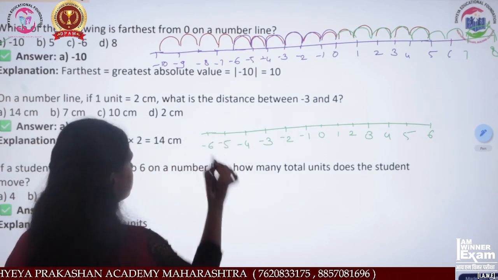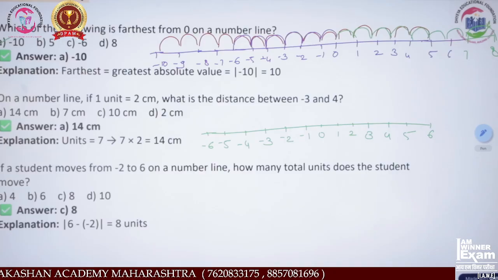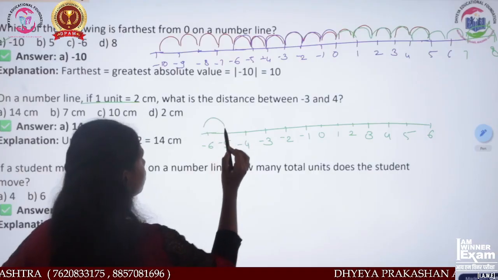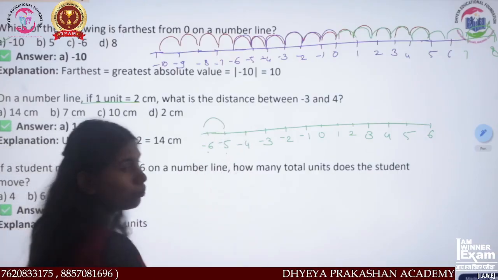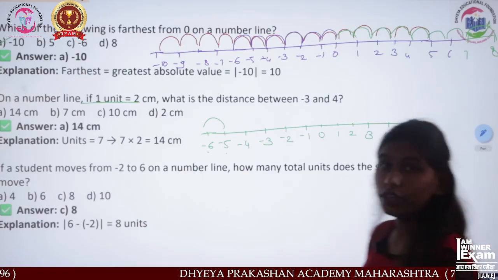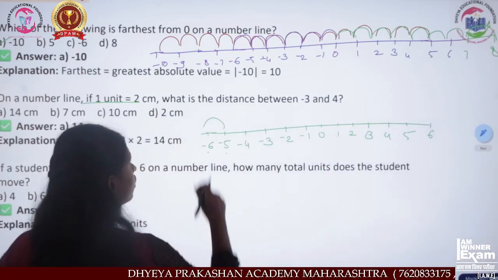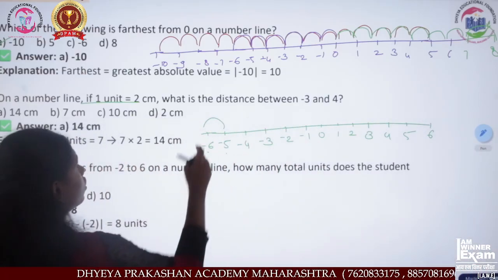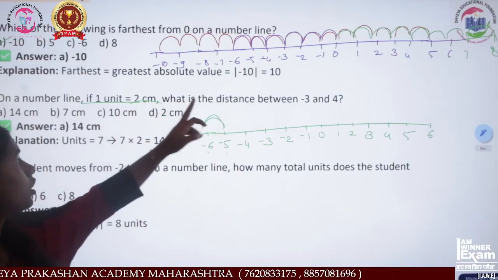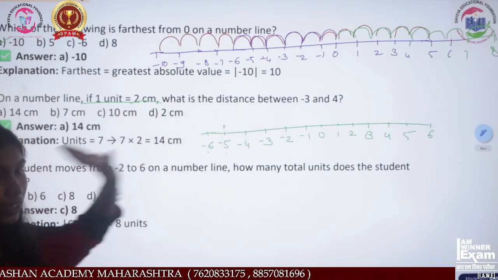Okay, minus 6. Now what you have to find out on the number line is, if you jump from one number to the next number, it will be 1 unit. Now you have to what? It is 2. Now what does that mean? You have to jump from first to second, and it is 2 centimeter. 1 unit is equal to 2 centimeter.